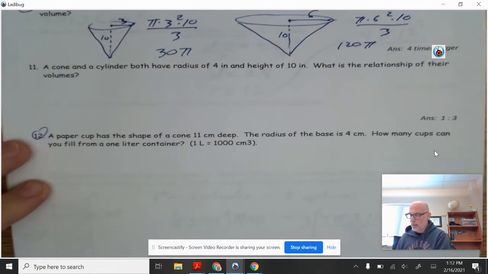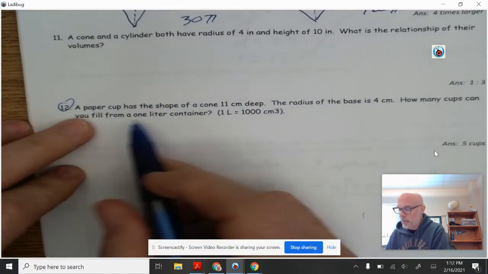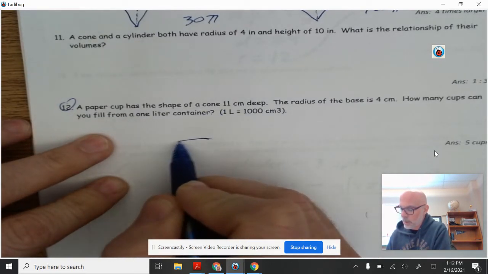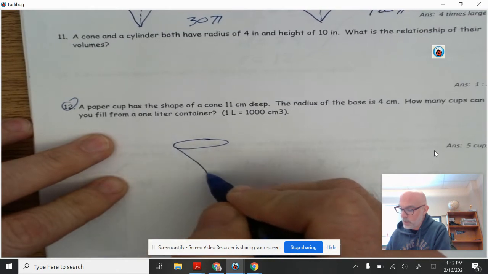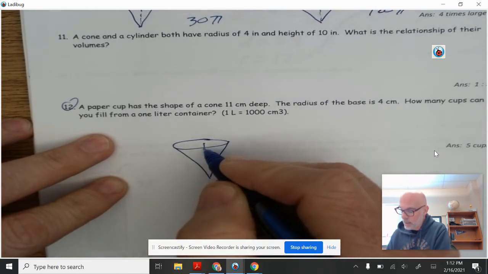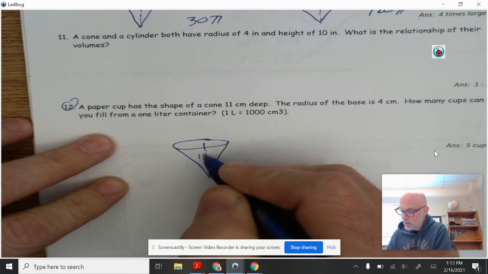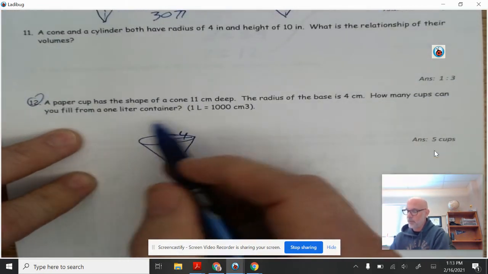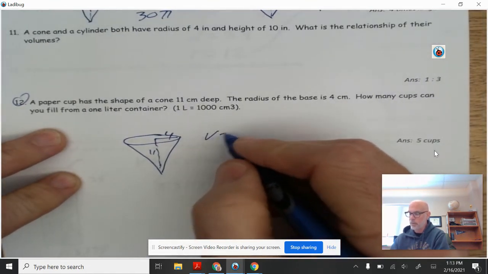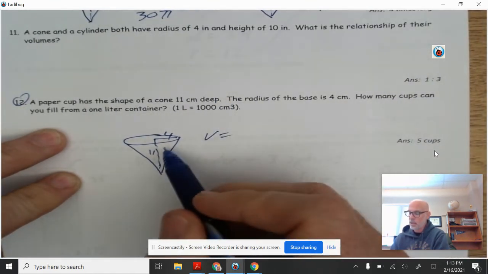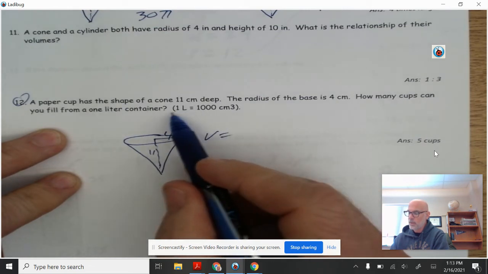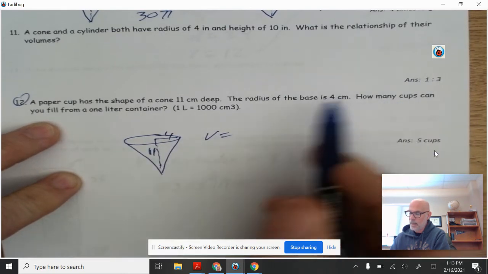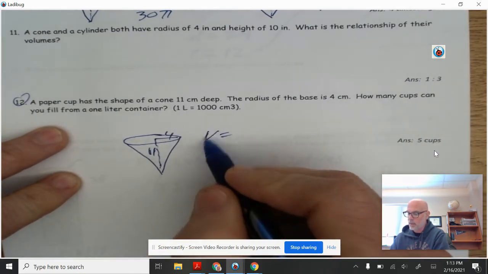All right. This is one, again, a paper cup. Hopefully you can see a paper cup. You've gone to a water fountain before. It's the shape of a cone, 11 centimeters deep. That sounds like height to me, 11 centimeters right through here. And then the radius is 4. How many cups can you fill from a 1 liter container? So I need to find the volume of this one, which would be in cubic centimeters. And then you're going to have to figure out how many of these cups I can get out of a 1 liter container. I think you can do that.